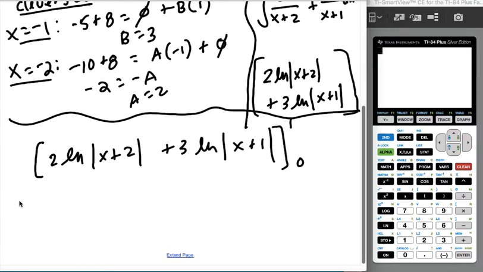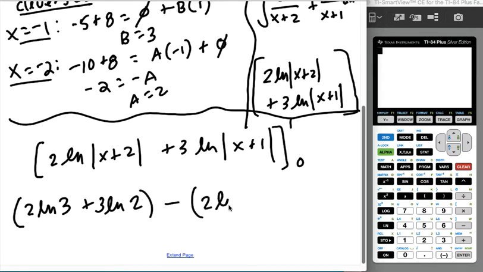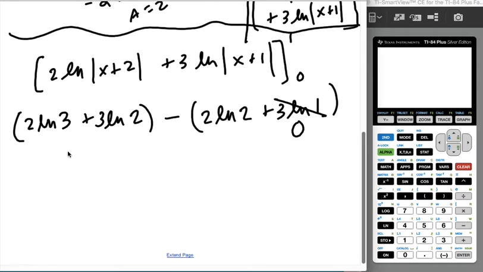So if I plug in the way it is now, I'm going to get 2 natural log of 3 plus 3 natural log of 2. That's what would happen here. Minus, and then if I plug in the bottom bound, I'm going to get 2 natural log of 2 plus 3 natural log of 1. Well, the natural log of 1 is 0, so that's great. So what I'm going to get is 2 natural log of 3 plus 3 natural log of 2 minus 2 natural log of 2.